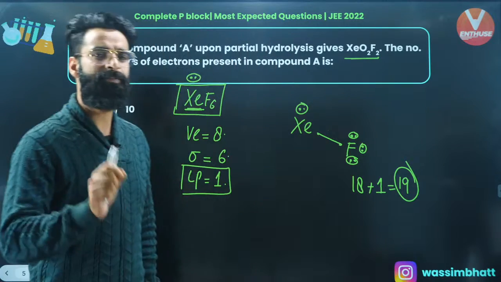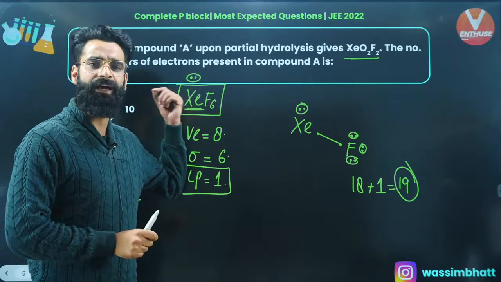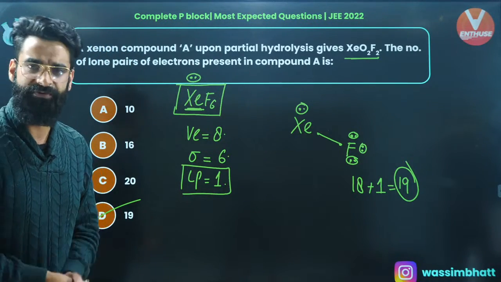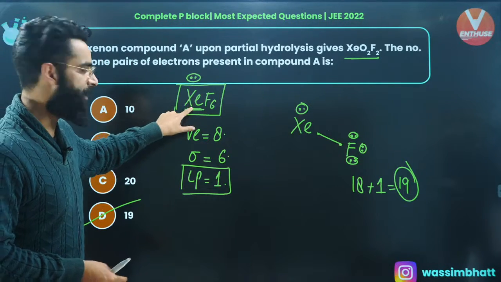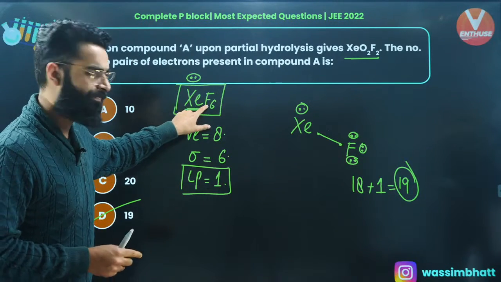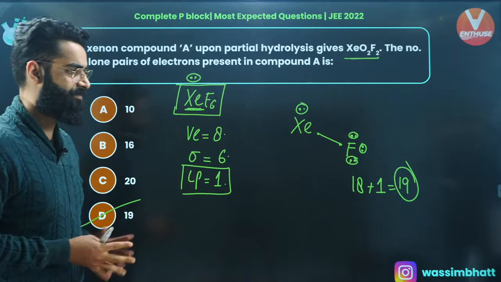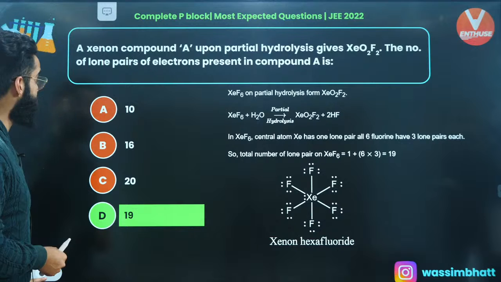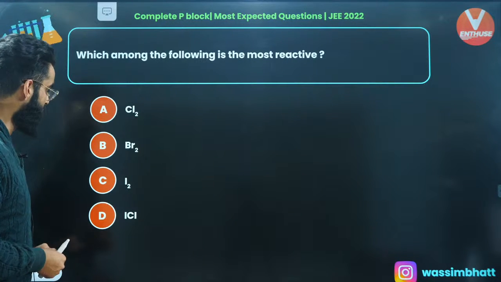A very simple and basic question this was, provided you know that XeF6 upon partial hydrolysis gives basically XeO2F2, right? And if you talk about XeF6 in particular, xenon has got 1 lone pair, 1 fluorine has got 3 lone pairs, so 6 fluorines will get 18 and 1 more, that comes out to be 19. So 19 lone pairs of electrons will be there in total in this XeF6, which I was supposed to calculate as per the question, right? Simple and basic. Moving on to one more.